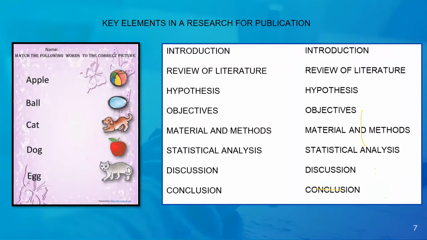But in research, everything matches with everything. It means the introduction will match with the material and methods. The review of literature will match with the introduction. The hypothesis will match with the statistical analysis. Material and methods will also match with the introduction. So if you have done everything correctly, the match is so beautiful that everything matches with itself and it falls beautifully in its place. Let's see how that happens.